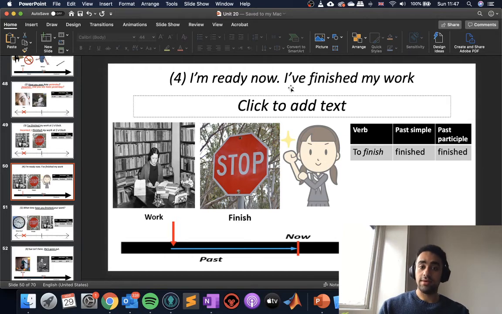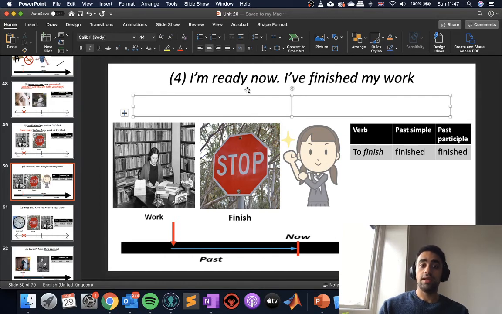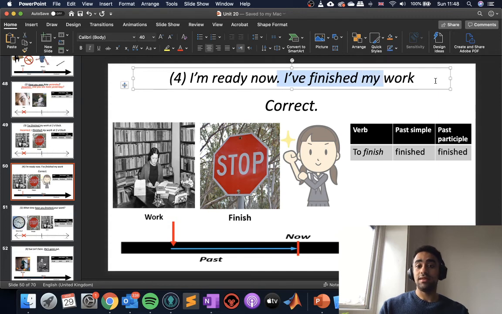I'm ready now. I have finished my work. Well, it's something that's over, but we don't have a specific time. I don't know if I finished my work an hour ago or 2 minutes ago or 6 hours ago. So that will be correct because I'm ready now, and something that has happened, my work finishing, has an effect right now. I am ready now.